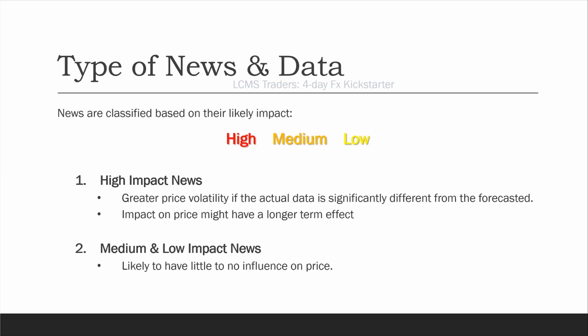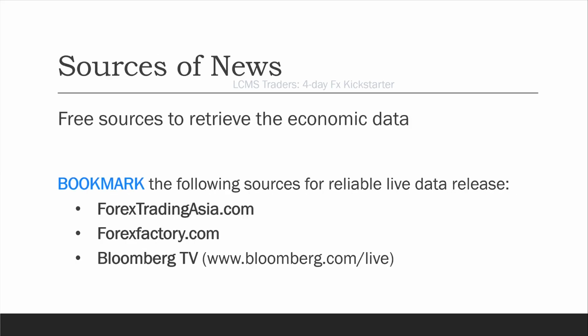So how do you get all these economic news and data? I would hate paying for any news and data. I will always say go for the free sources to retrieve your economic data. Number one, Forex Trading Asia. Number two, Forex Factory. Number three, Bloomberg TV. So I put Forex Trading Asia and Forex Factory there. Forex Factory does give you the news, but a lot of times it gives you the news without the analysis. Forex Trading Asia is something that I've worked with, and it actually gives you both the news and the analysis, and I contribute a lot to it. So I'll actually write my own views and my own analysis in there as well.